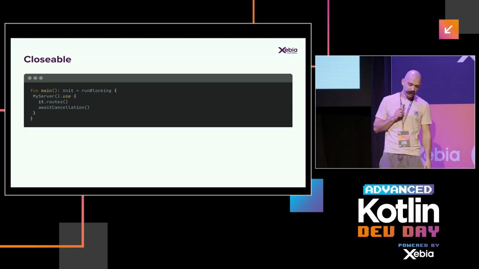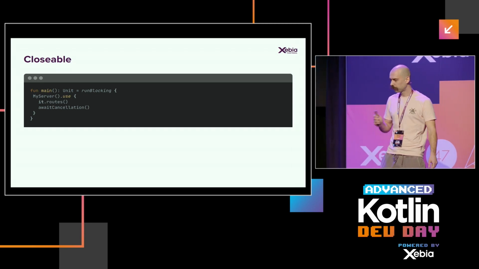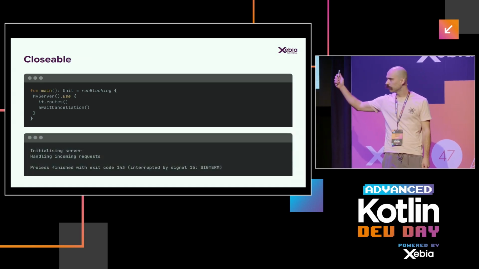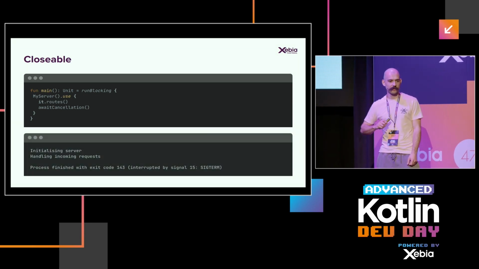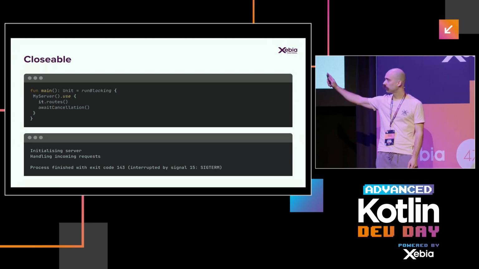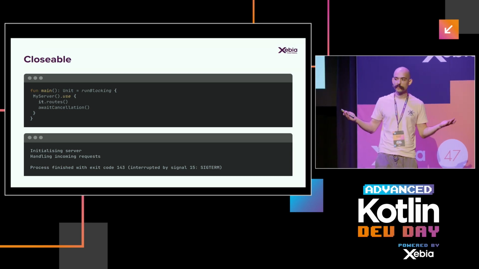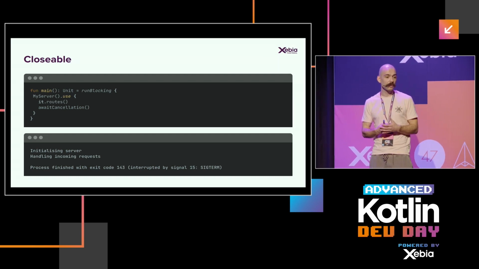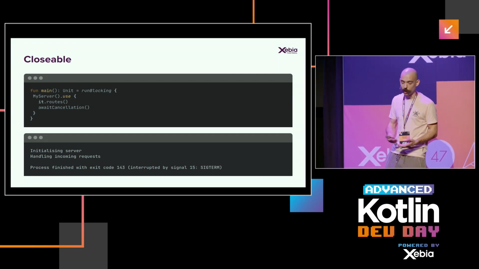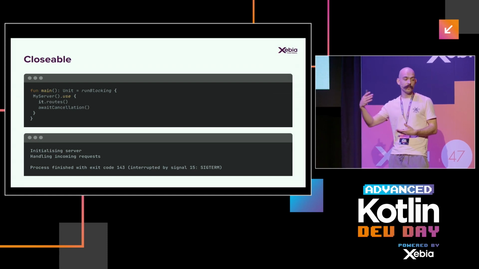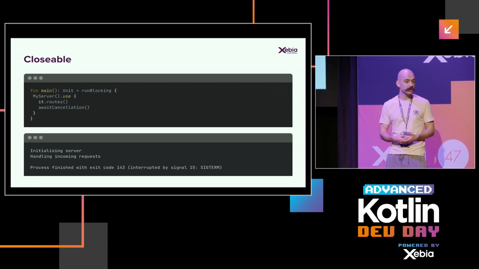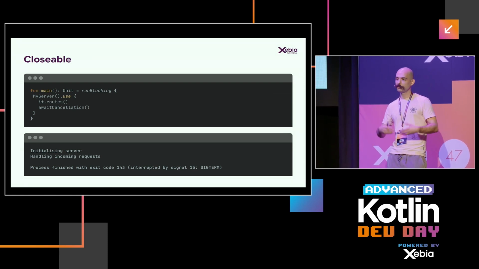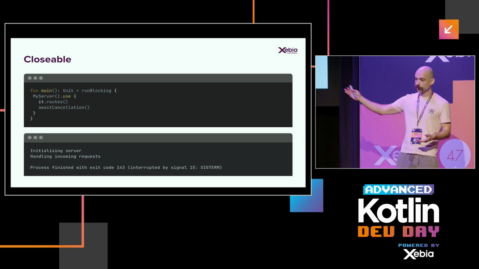But when we run this piece of code, we see that something curious happens. We initialize the server, we start handling requests, but when we send this SIGTERM event, we see that the close method is not called. That's problematic. Like I said, we need to be careful with our resources. We need to do all the cleanup that we're supposed to do. We implemented auto-closable on our server. We're using the use function. We're doing everything that we're supposed to do, but the close method is not called.